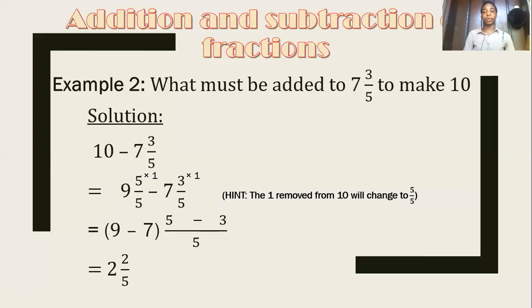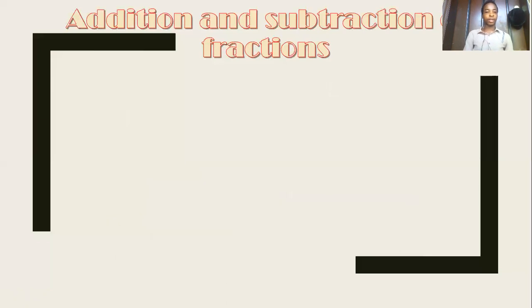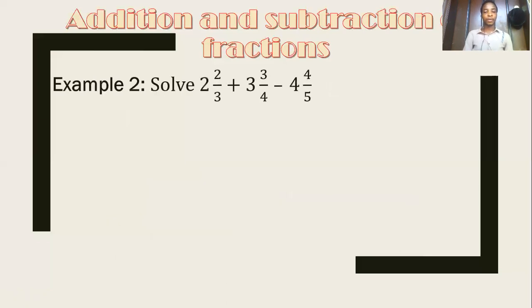Remember, when you're subtracting from a whole number, you borrow 1 from it. The 1 will change to a fraction of whatever your denominator for the other number is. Please take note. All right, final example. I have to solve 2 and 2/3 plus 3 and 3/4 minus 4 and 4/5. Now, please don't be scared with this question. Don't let this question scare you, so to say. Even if they had 5 more fractions to it, it's still the same principle, still very simple.